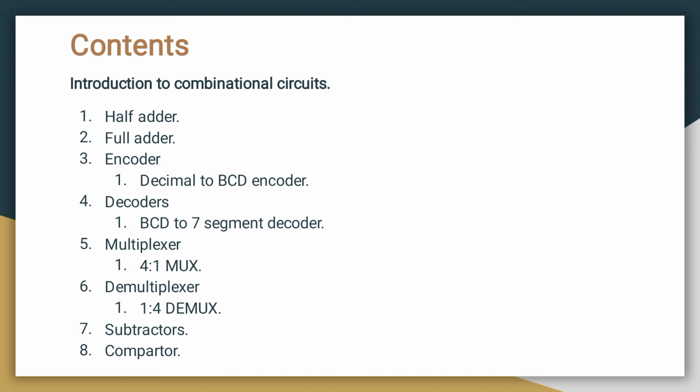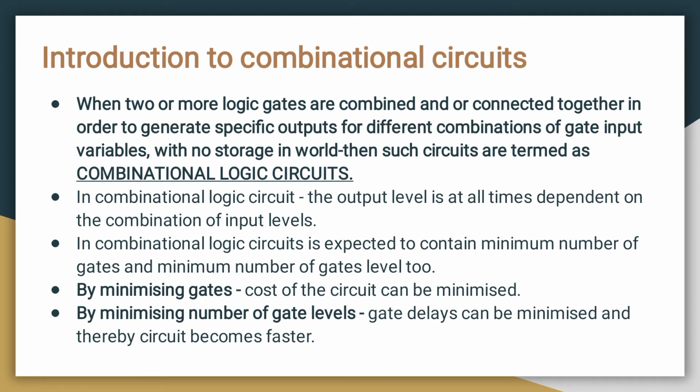In this you have 8 topics: half adder, full adder, encoder, decoder, multiplexer, demultiplexer, subtractors, and comparators. These are the combinational circuits we are going to study in this topic, the introduction to combinational circuits.